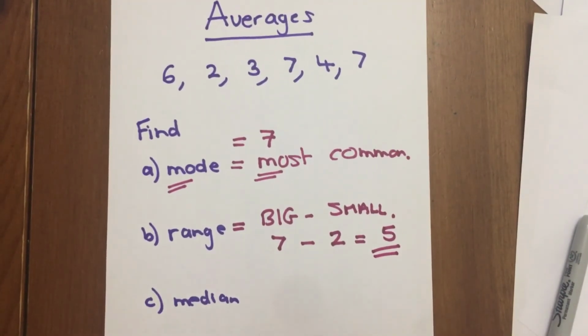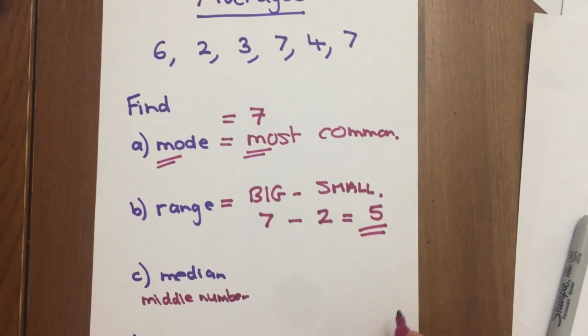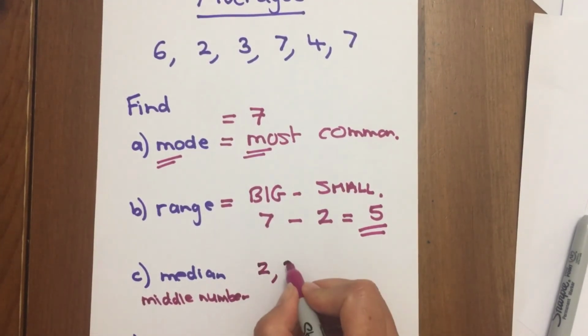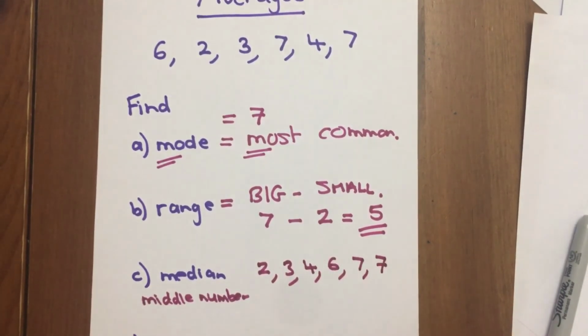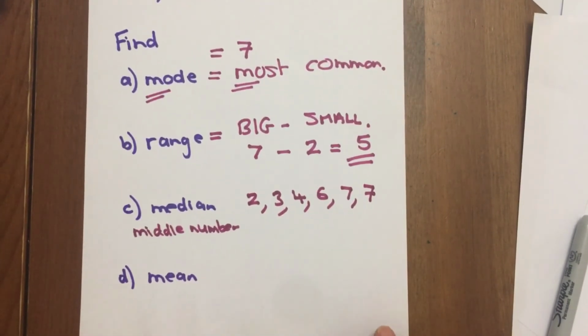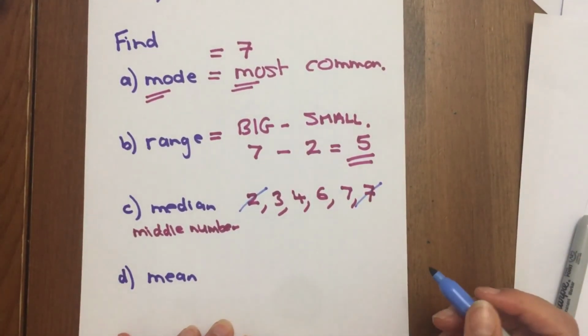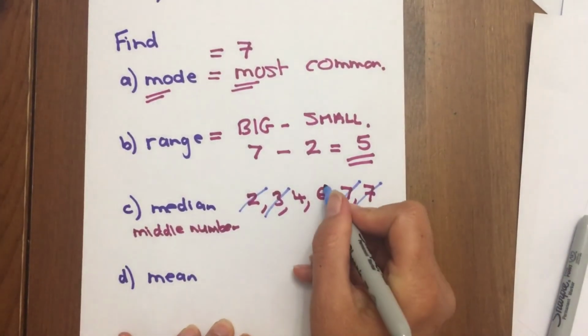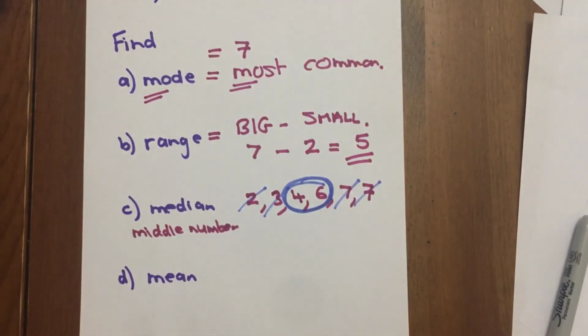Okay, median. Median is the middle number. But you've got to put them in order first. That's what a lot of people forget. So let's put the numbers in order. 2, 3, 4, 6, 7, 7. Okay, let's find the middle number. Remember how I showed you how to do this? The middle number. Right, I'm going to cross off biggest and smallest. The next, we're going to cross off. Oh, look, we've got 2 middle numbers. So how do we work out the median?